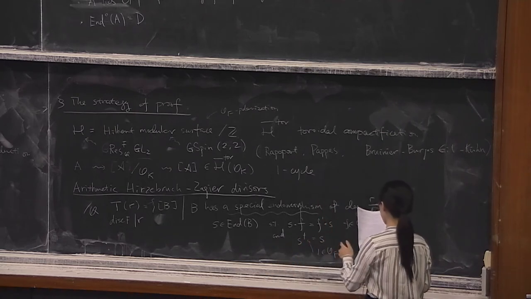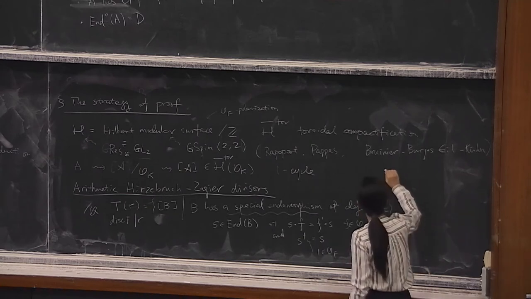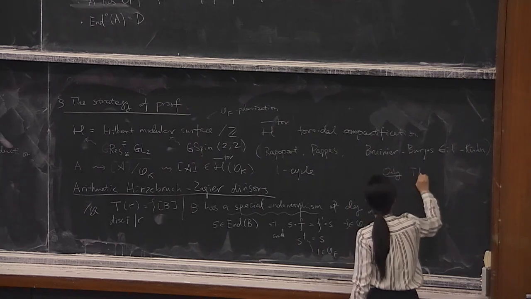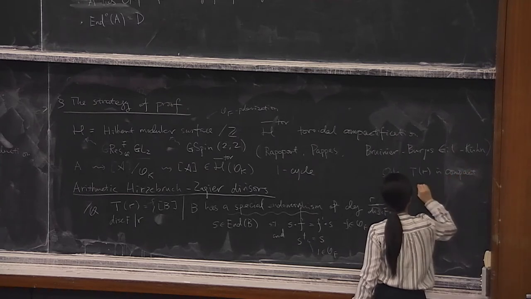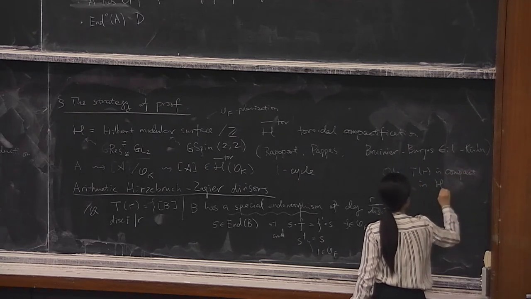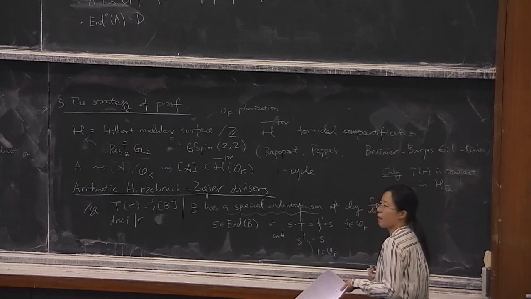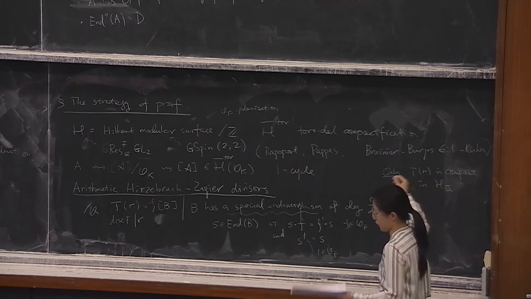The next thing I want to say is that throughout this talk, to make life easy for later applications, I'll only work with the case where T_R is compact in the Hilbert modular surface. I would like to give you an example of the compact case. This corresponds to Shimura curves, not the modular curves.